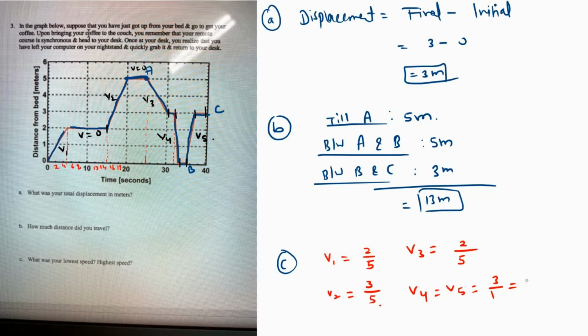So the highest speed is 3, clearly, because that's what is coming as the highest, and the lowest speed is coming as 2 over 5, which is 0.4, and the unit is meter per second. So this is the lowest and this is the highest.